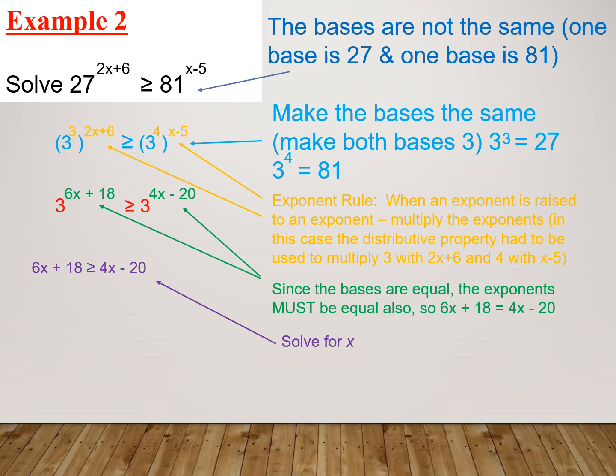Then, since the bases are the same, we solve for x. Since now we have 6x plus 18 greater than or equal to 4x minus 20, we subtract 4x from both sides, which gives us 2x plus 18 greater than or equal to negative 20. Then we subtract 18 from both sides, which gives us 2x greater than or equal to negative 38. We want x to be alone, so we divide both sides by 2. So the answer is x is greater than or equal to negative 19.